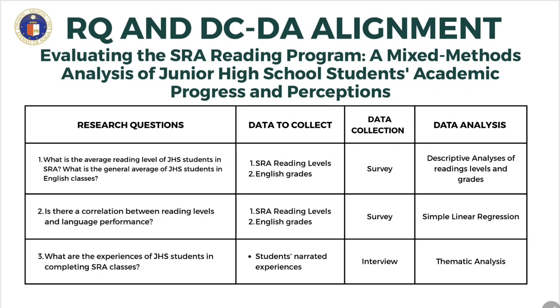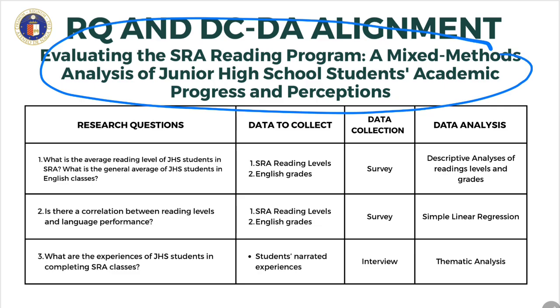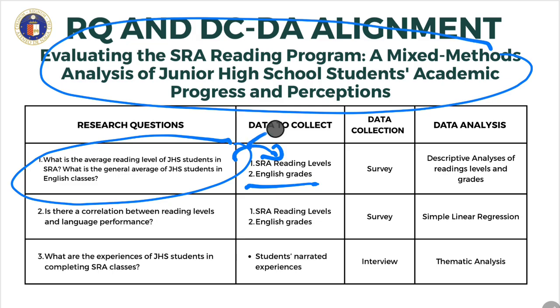Okay, so let's take note of this topic first. So you have here evaluation of the SRA reading program, mixed method analysis of junior high school students' academic progress and perceptions. So for example, we have this first set of research questions. The data to be collected would be SRA reading levels and English grades. The data collection method, probably a survey, and then we get to have data analysis in the form of descriptive analyses first. Okay, so we're going to ask the panelists to check if there is some alignment.